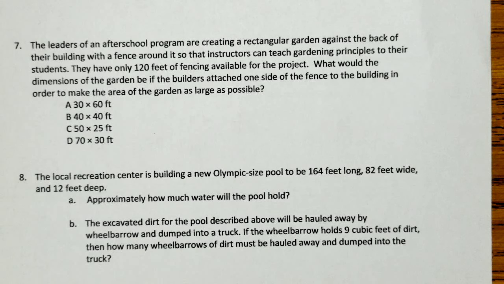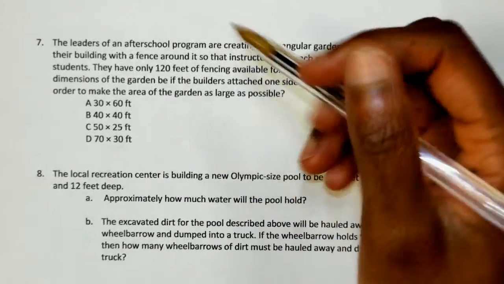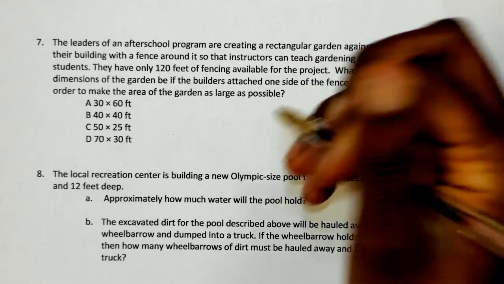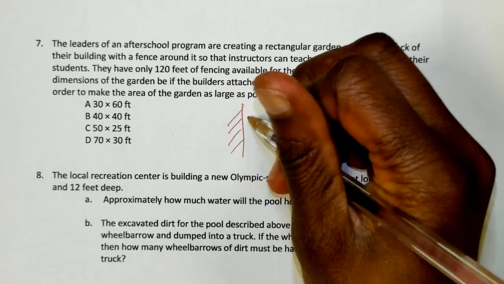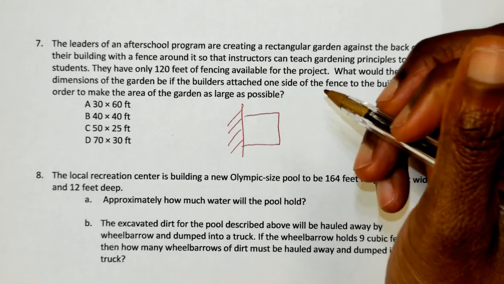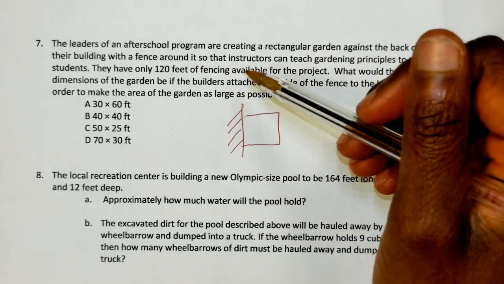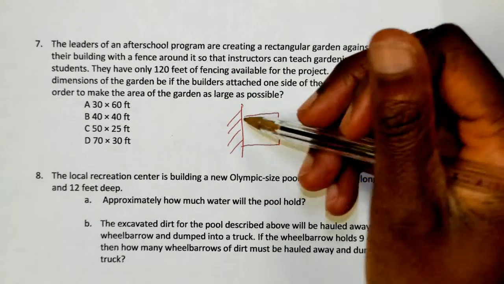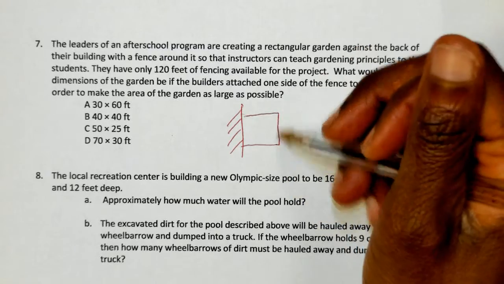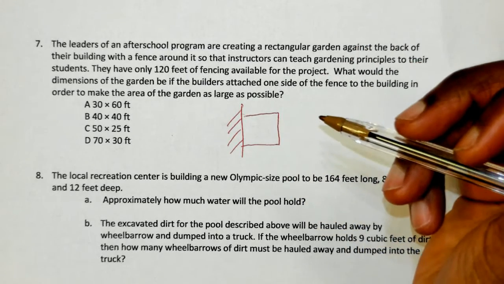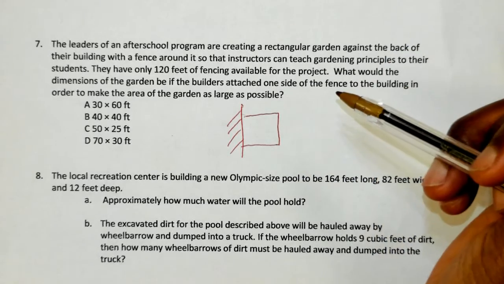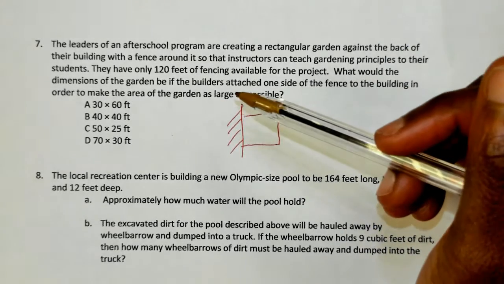All right, so visualizing what's happening with a picture drawing is pretty helpful. The leaders want to create a rectangular garden against the back of their building. So we have their building. We've got a rectangular garden with a fence around it so that the instructors can teach the gardening principles. Because they're going against the back of their building, their fence only needs to be around 3 of the sides instead of all 4 like it normally would. They have 120 feet of fencing available for the project. What would be the dimensions of the garden?